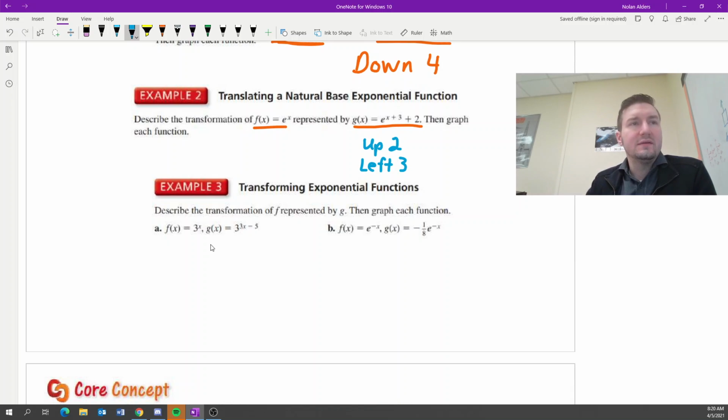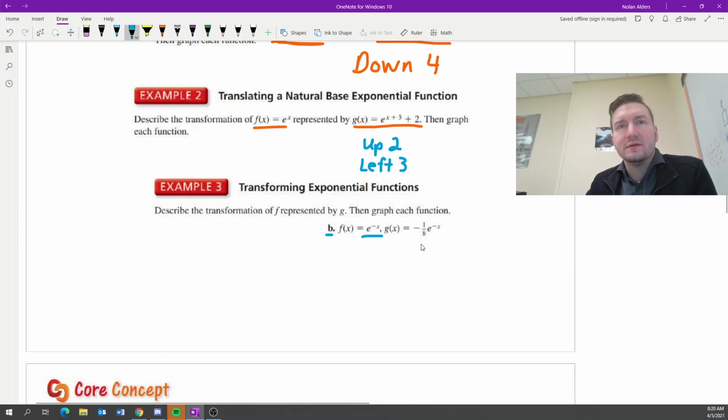All right, let's see what we've got here. So this is the original. This is how we've changed it. Actually, we're going to skip this one because this one has a horizontal translation in it. Let's do part B instead. So we'll just go ahead and white this one out.